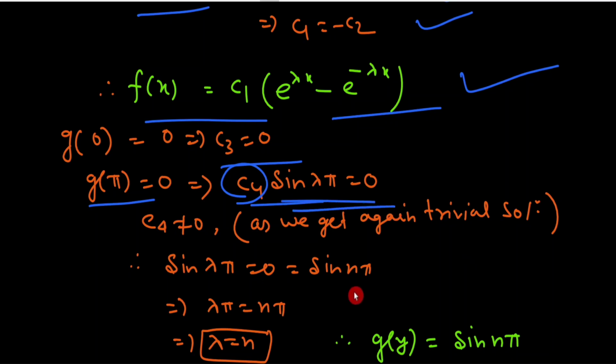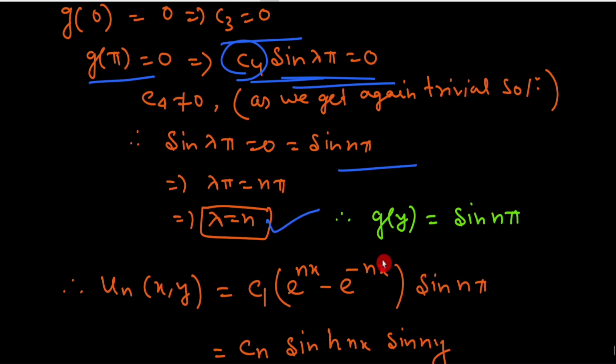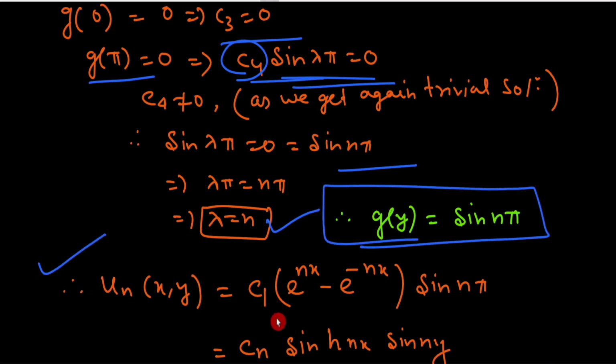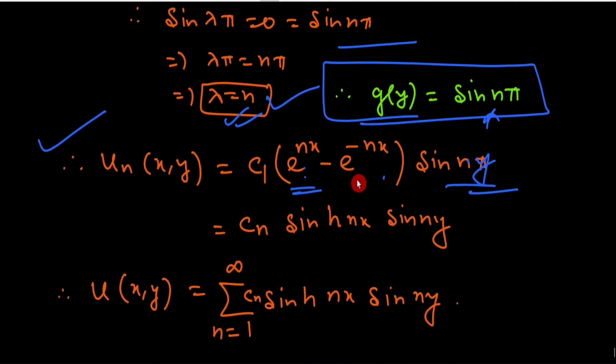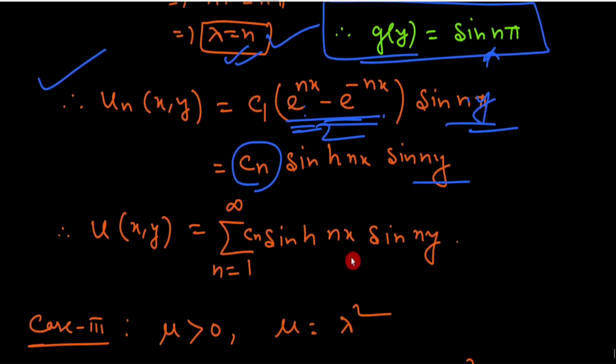We are interested only in the non-trivial solution. Therefore, we must have sin λπ = 0, which gives λπ = nπ, so λ = n. Therefore g(y) = sin ny. So the solution u(x,y) = c1(e^(nx) − e^(−nx)) sin ny, since u(x,y) = f(x)g(y). Dividing by 2 and absorbing the constant c1, this is equal to c_n sinh(nx) sin(ny). So u(x,y) = Σ from n=1 to ∞ of c_n sinh(nx) sin(ny). So this is the correct answer.